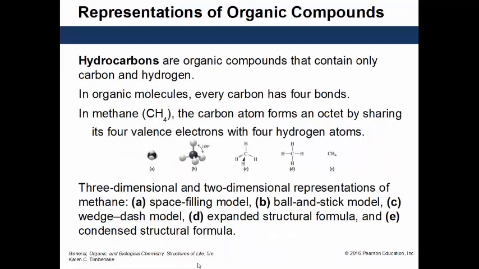Now we'll move on to representations of organic compounds. Hydrocarbons are organic compounds that only have carbon and hydrogen. That's why you have the name hydrocarbons. In organic molecules, each carbon can have up to 4 bonds. In methane, for example, CH4, you have 1 carbon atom, and it forms an octet by sharing its 4 valence electrons with 4 hydrogen atoms.